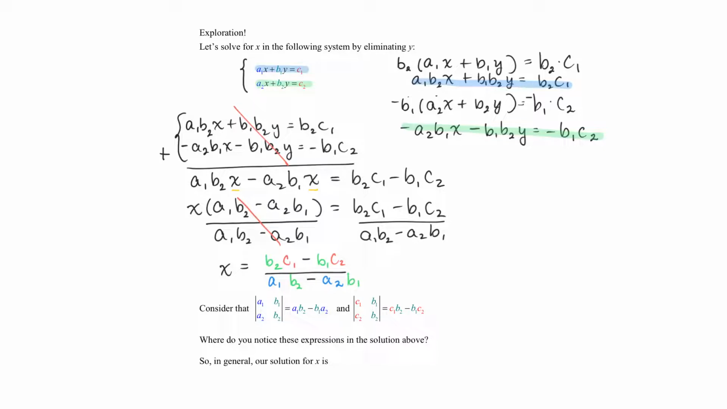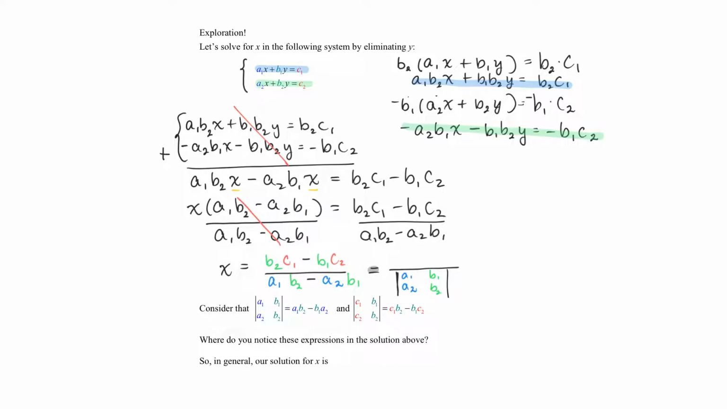So I could begin to rewrite my solution using that determinant in the bottom, a sub 1, a sub 2, b sub 1, b sub 2. In other words, if I form a determinant using the coefficients of my variables when my system is written in standard form, that's going to be the denominator for solving for x.